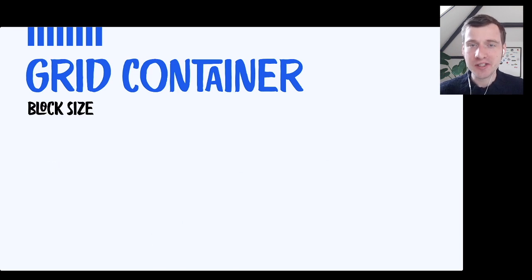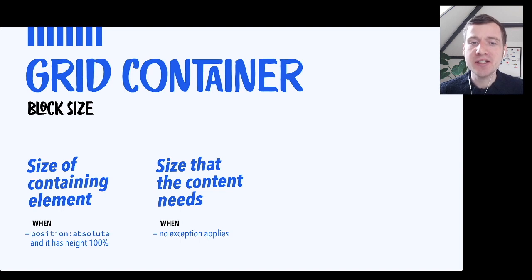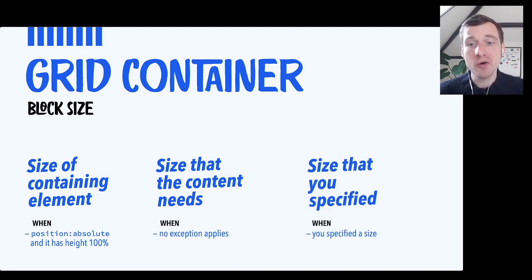Now in the block direction, it seems a bit more straightforward if you work with left to right text. You could have it become the size of the containing element. That's when you use position absolute and a height of 100%. You could have it be the size that the content needs, and that's whenever none of the exceptions apply. So usually it will be the size that the content needs. Or it can be a size that you specified, and that happens when you specify a size.